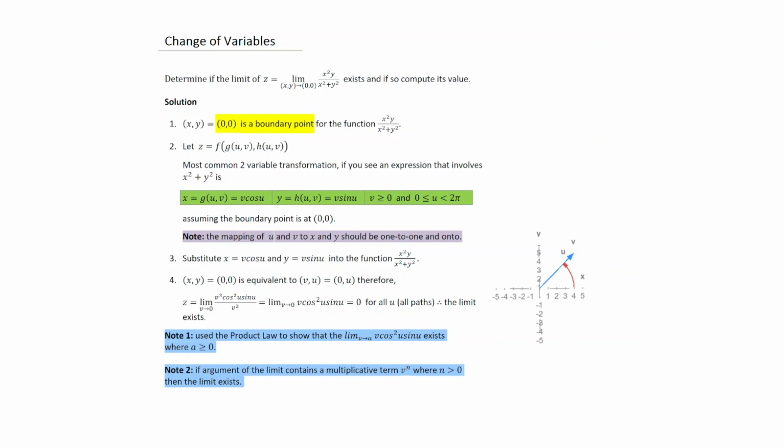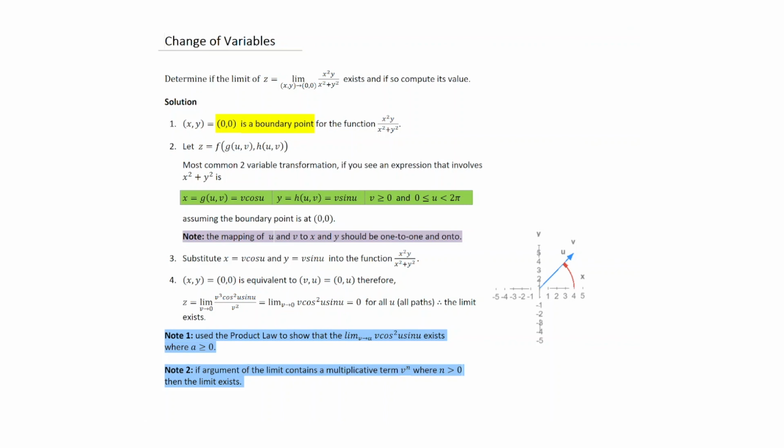Note, the mapping from u and v to x and y should be 1-to-1 and onto. So you don't want the mapping to essentially count a particular point 2 times or more. So it's literally going to be essentially 1-to-1. You would take a point xy and there's a unique position uv in the uv plane.